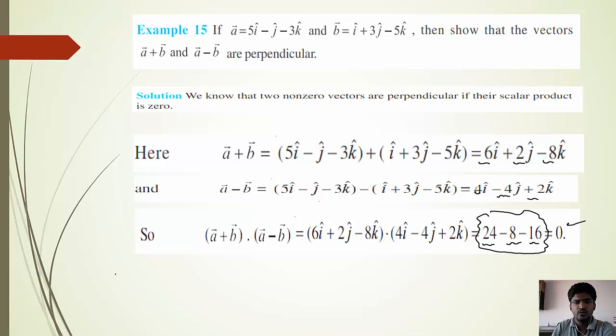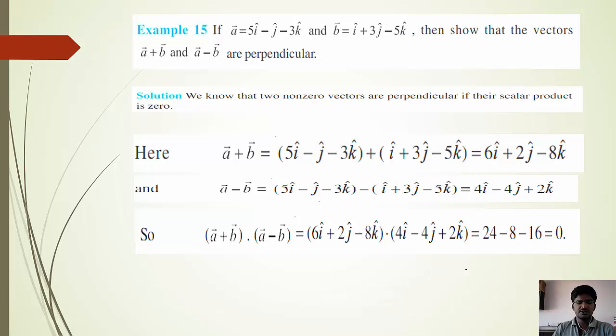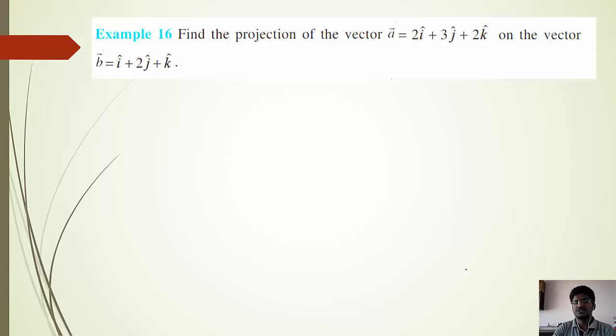Therefore, we can say that the scalar product is 0. This implies vector A plus vector B is perpendicular to vector A minus vector B. From this, we have solved our example 15. Hence vector A plus vector B and vector A minus vector B are perpendicular vectors. Now let us go for example 16.